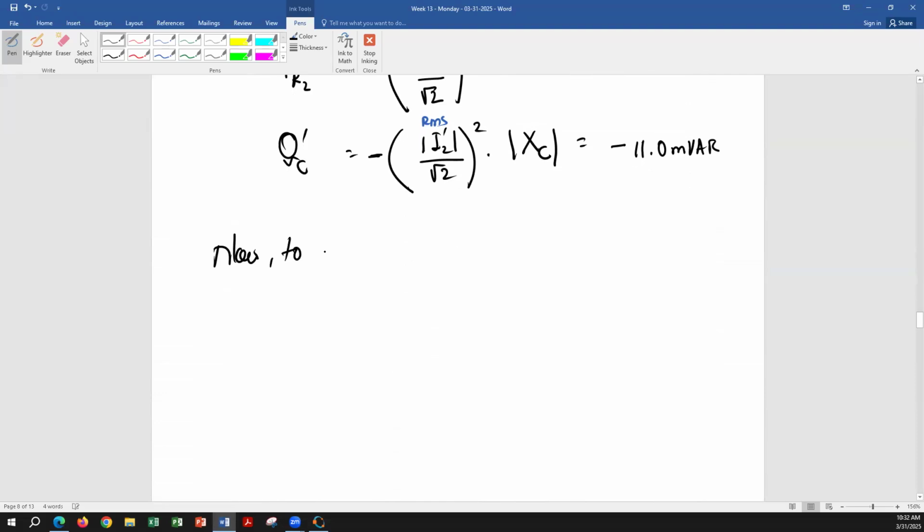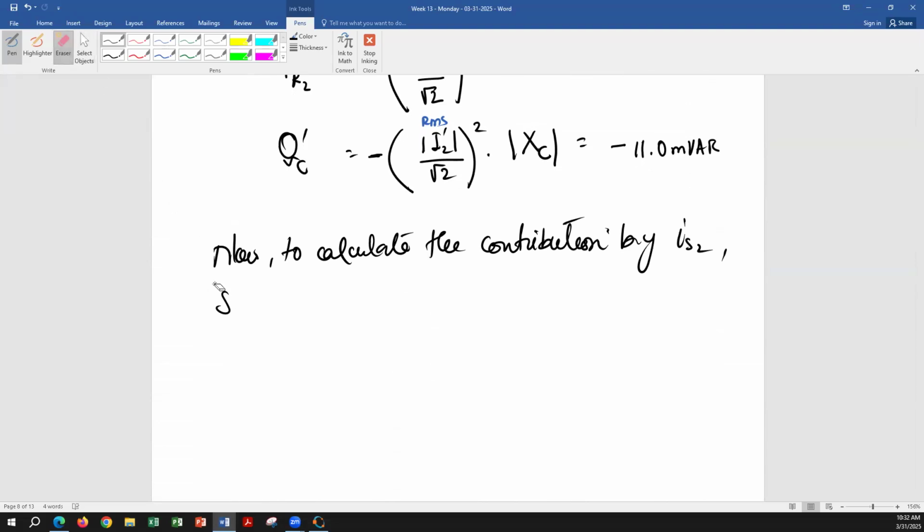Now, to calculate the contribution by IS2, deactivate VS1, short. So the circuit is going to be short.